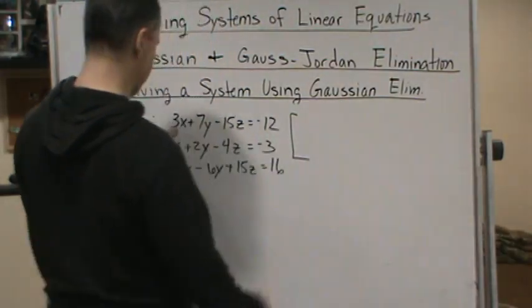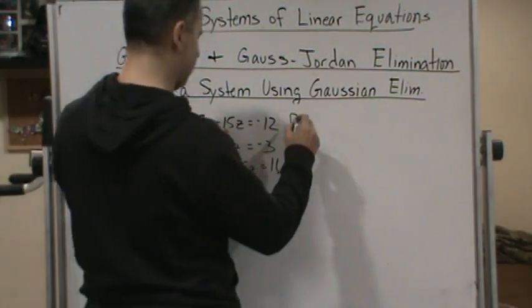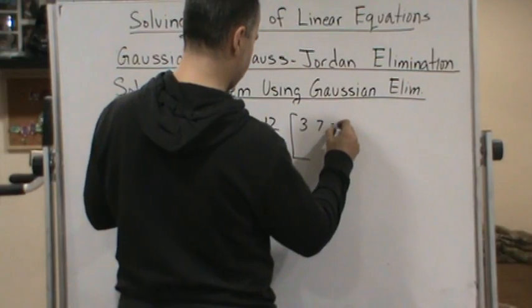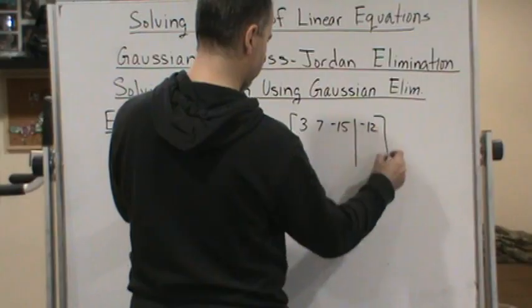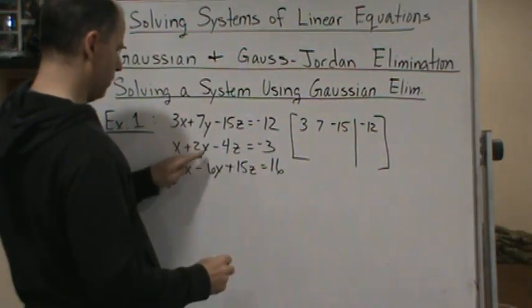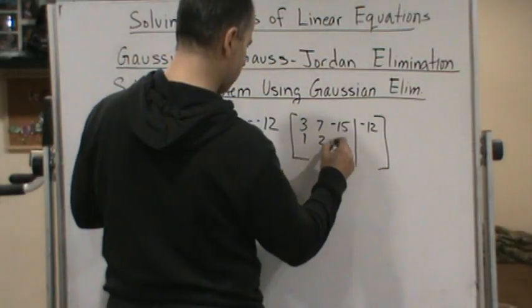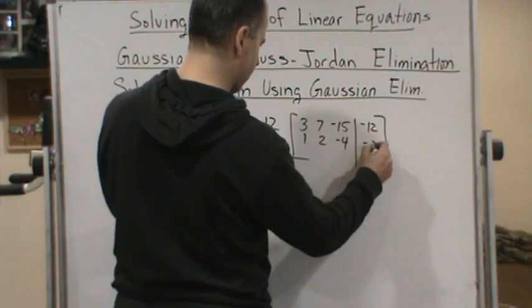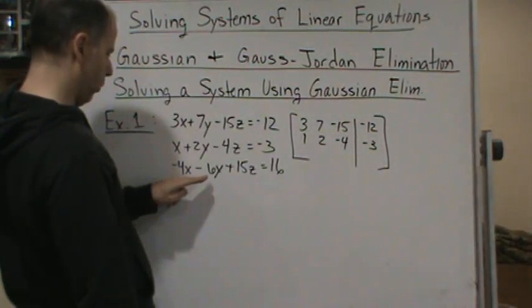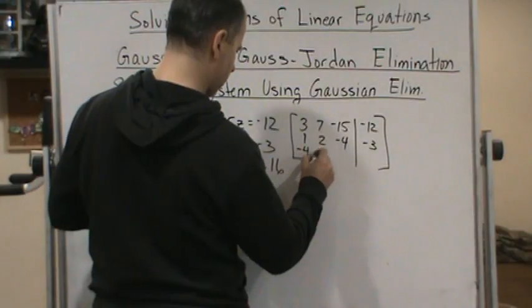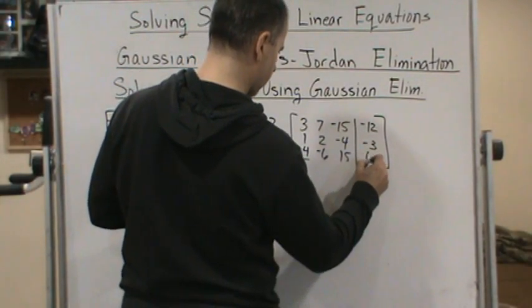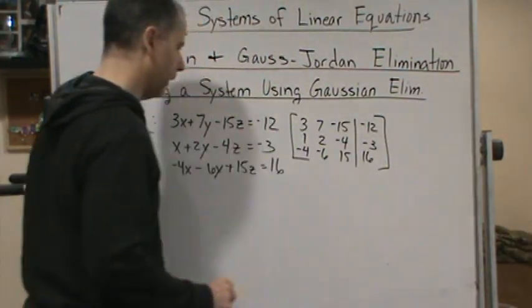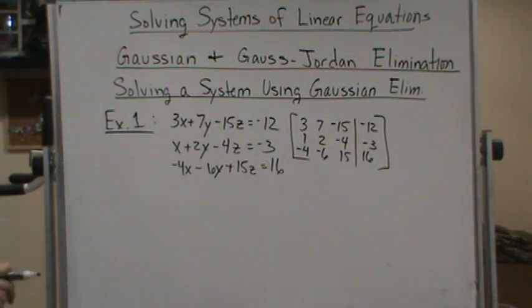So let's do that. We're going to get 3, 7, negative 15, negative 12. And then we're going to get 1, 2, negative 4, negative 3. And then negative 4, negative 6, 15, and 16. Okay, so there we go. So step 1 complete. Now we're going to use elementary row operations to solve this.